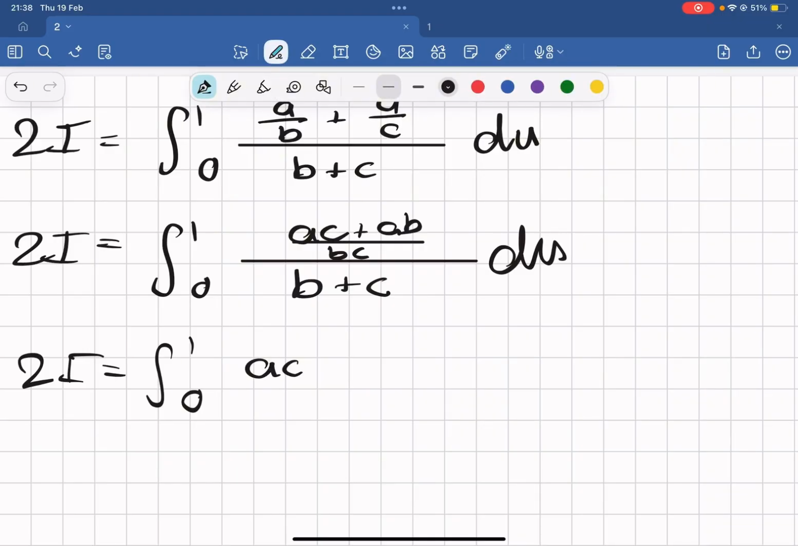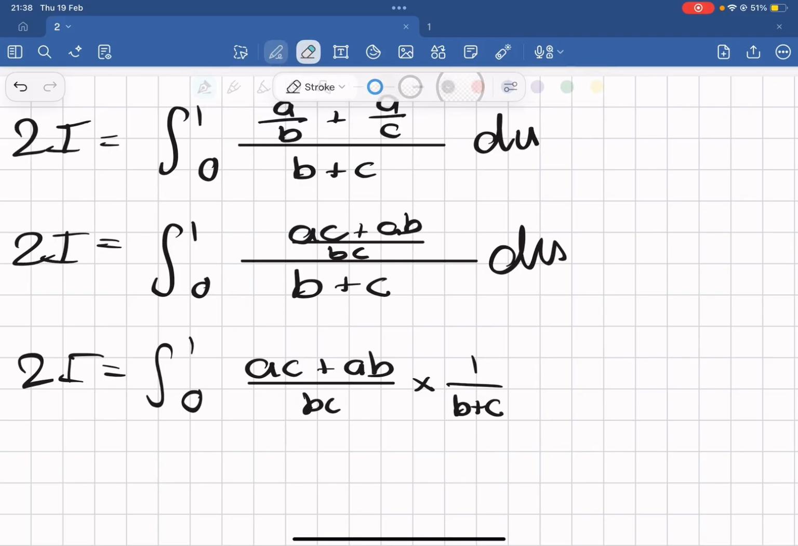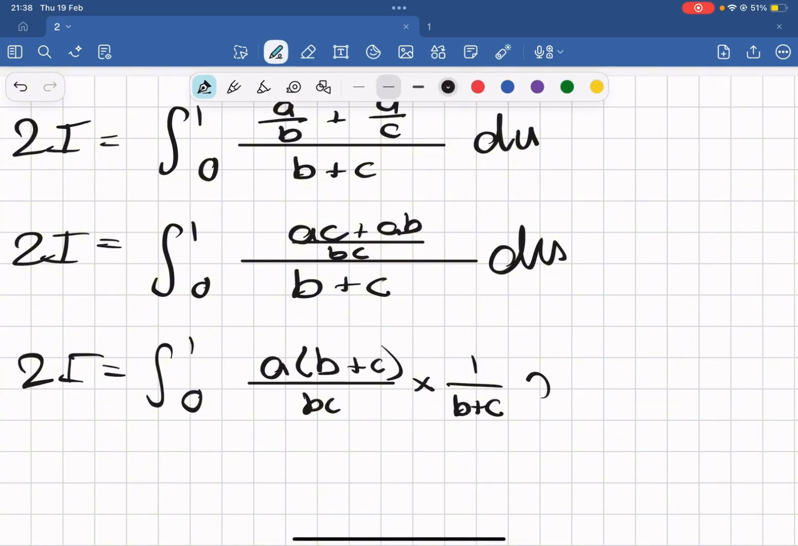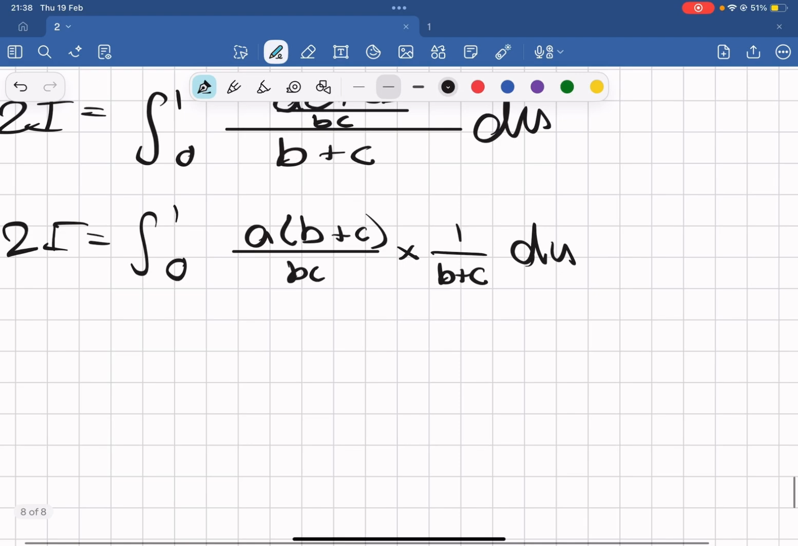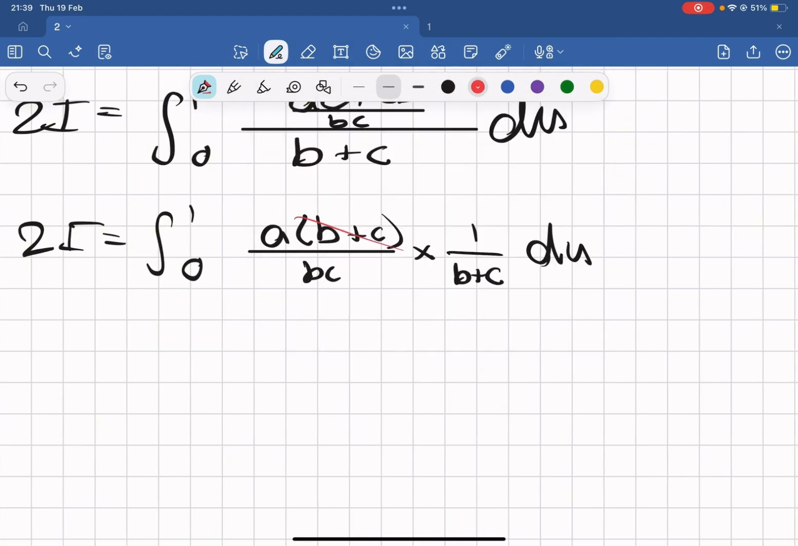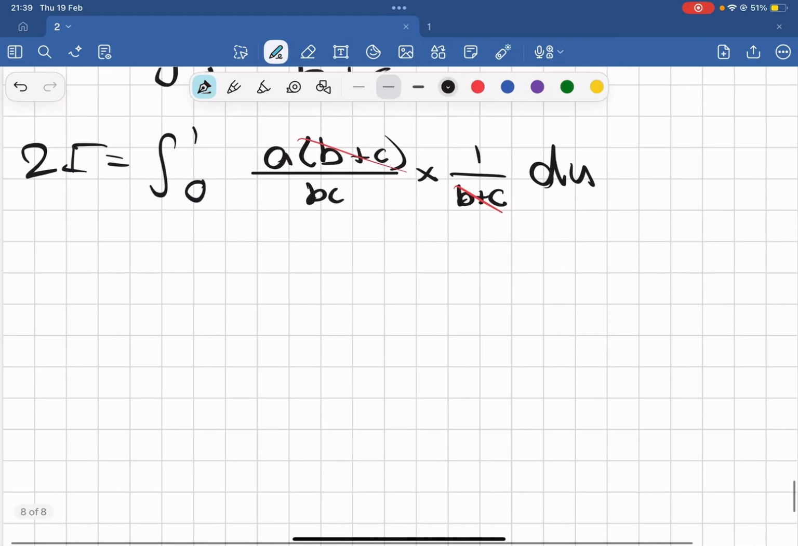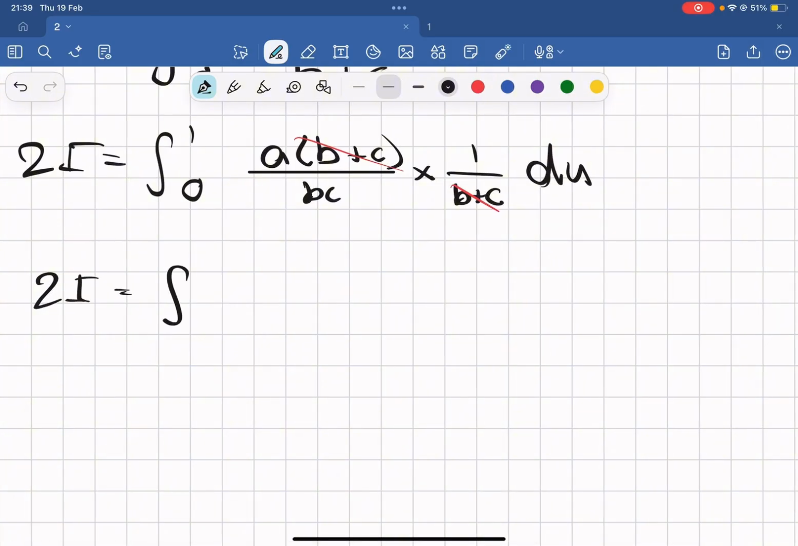We have AC plus AB over BC times by 1 over B plus C. Now we're looking for some sort of cancellation here, and notice how this all just factorizes to A times B plus C. So what we can do is simply cancel, so we're left with 2I equals the integral from 0 to 1 of A over BC with respect to u.